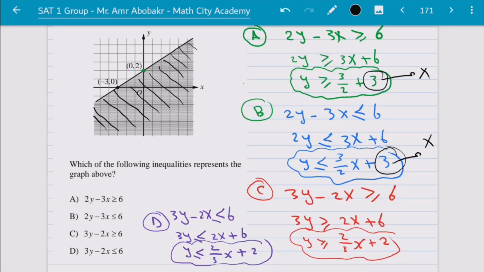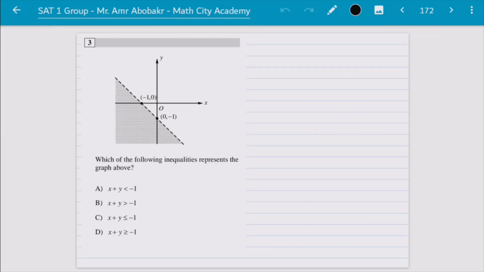So now we will choose number D, the fourth choice. In this example, which of the following inequalities represents the graph above.